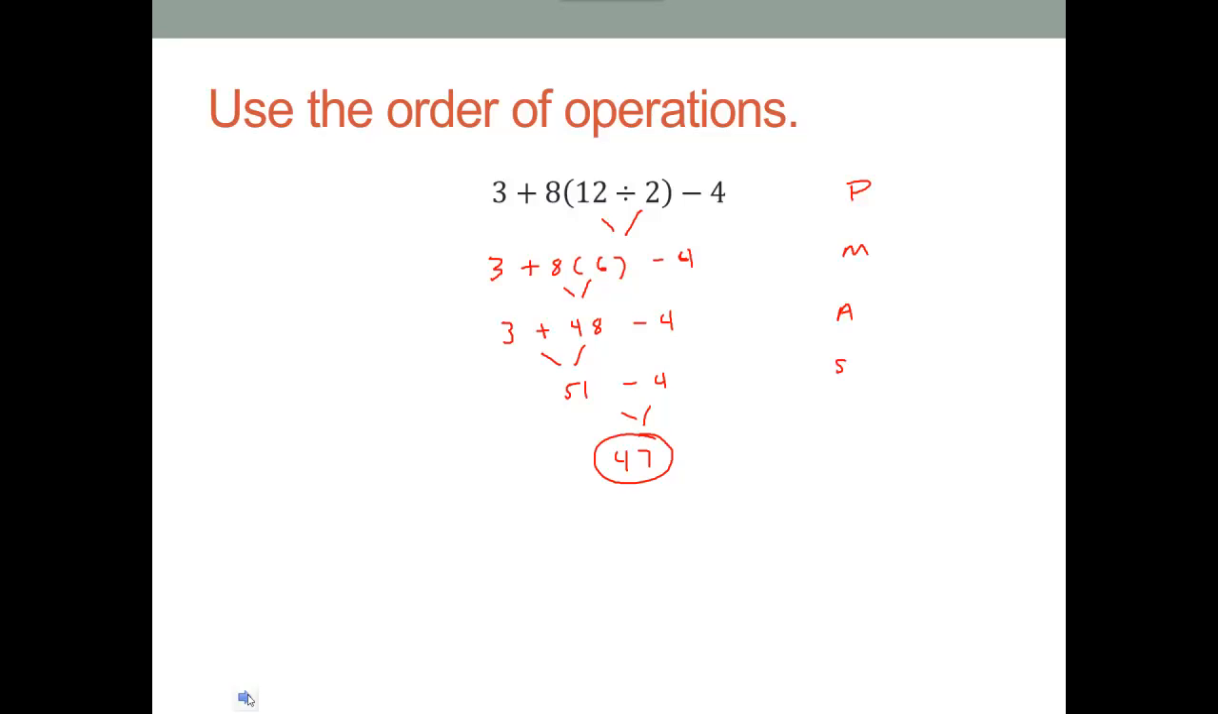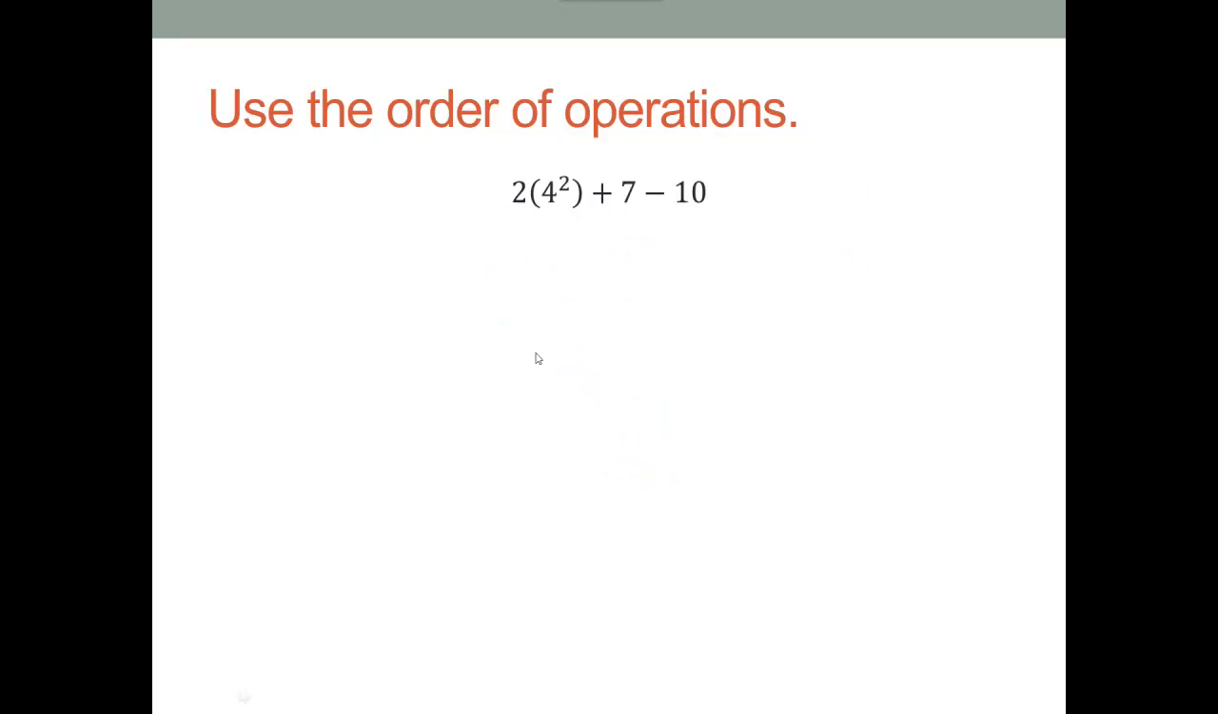Okay, let's try another one. 2 parentheses 4 squared plus 7 minus 10. So with this one, the first thing that we would do is work inside parentheses. And within that parentheses, we have 4 squared. So 4 squared means 4 times 4. 4 squared is the same thing as 16.